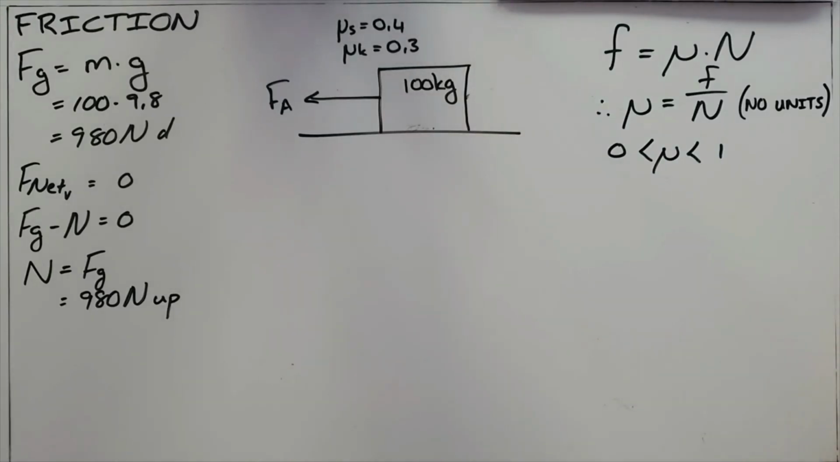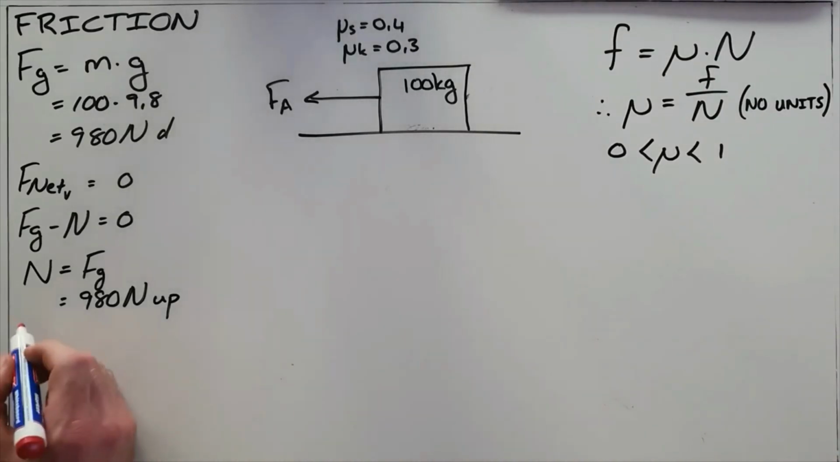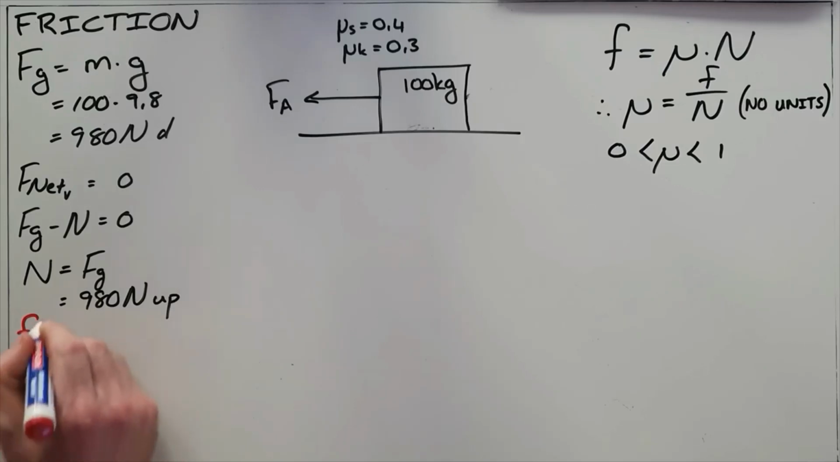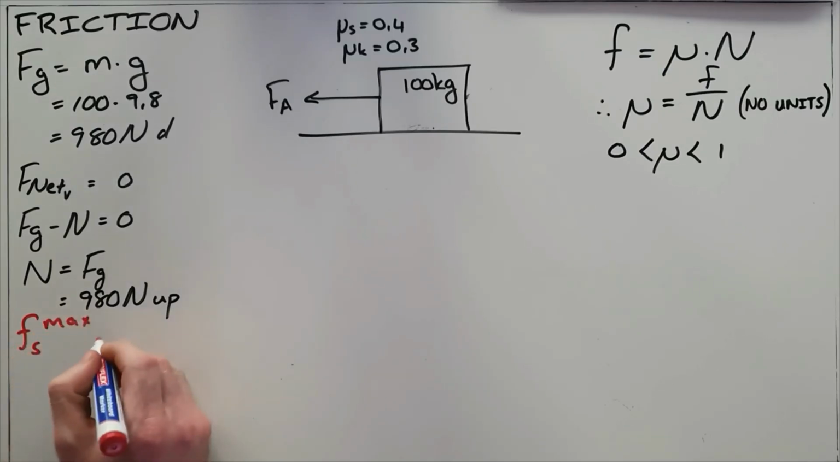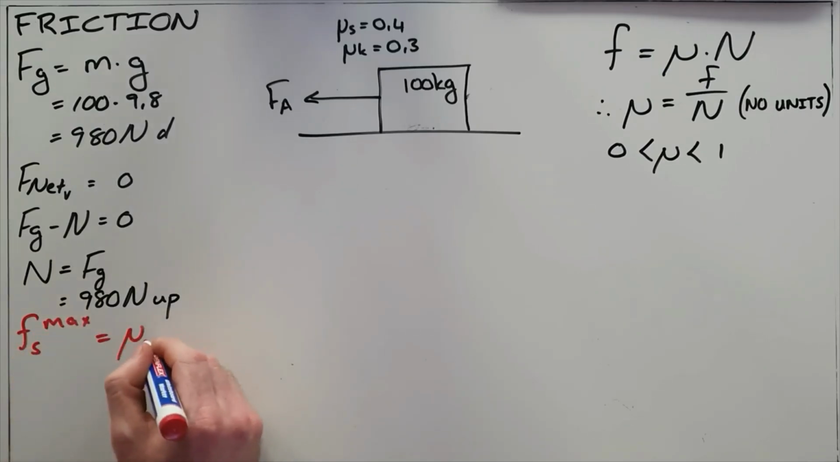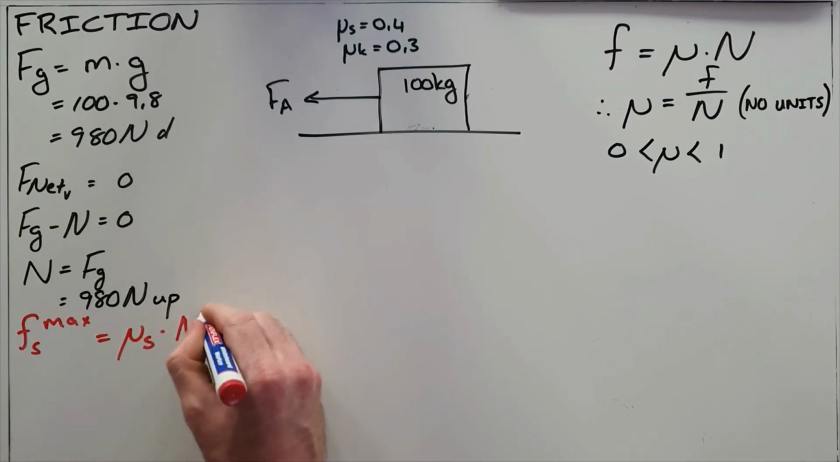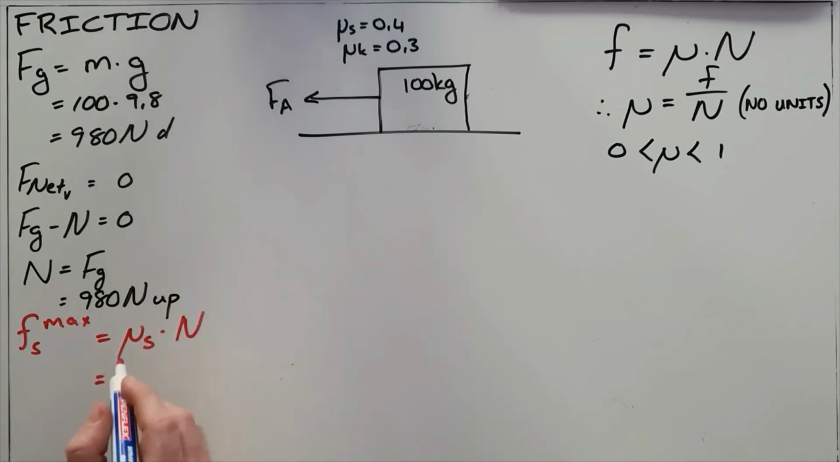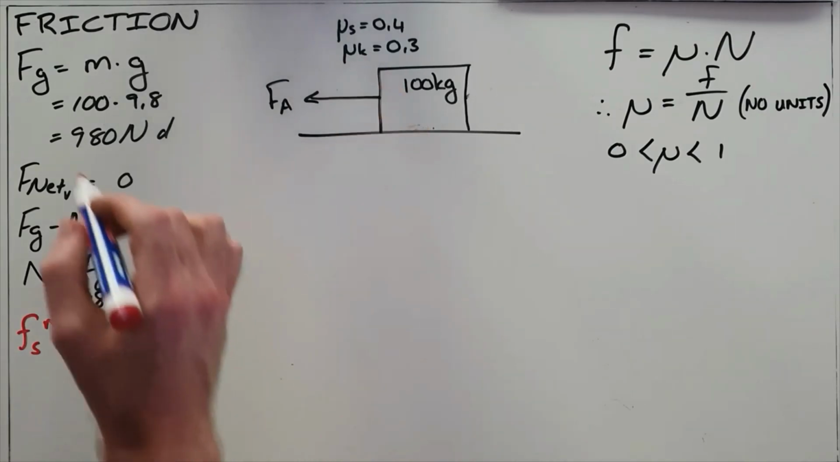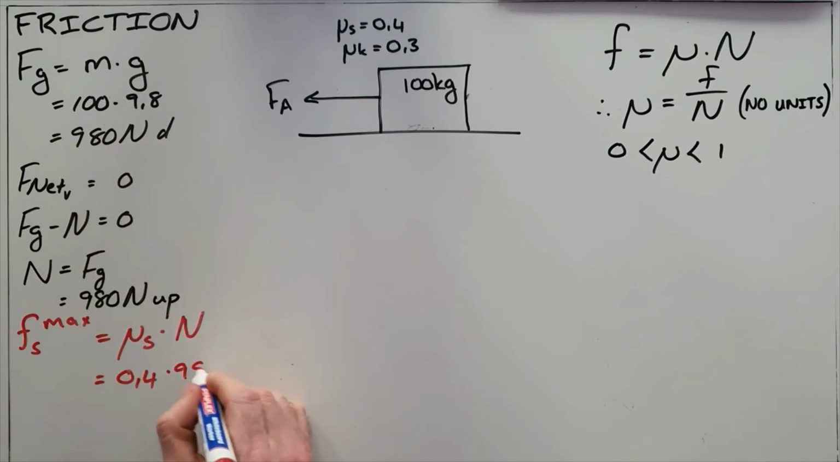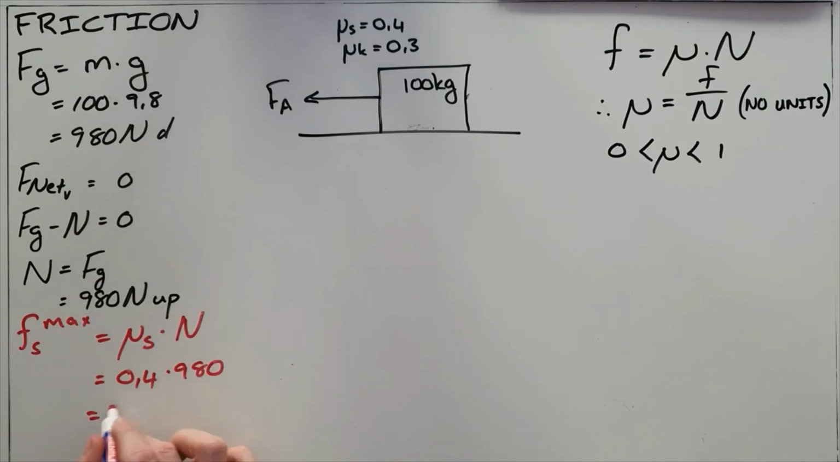In order to start this object moving, it is first necessary to overcome the static friction, also known as the static friction maximum, Fs max, which can be calculated by taking the product of the static friction coefficient and the normal force. The coefficient of static friction has been given as 0.4, the normal force calculated as 980, which means that our static friction maximum is 392 newtons.